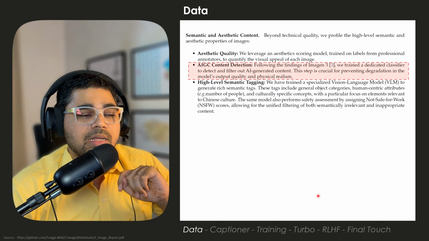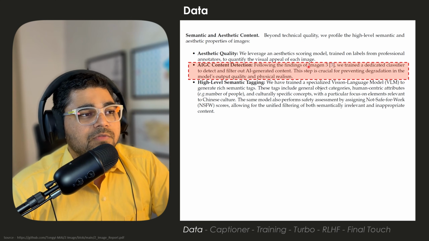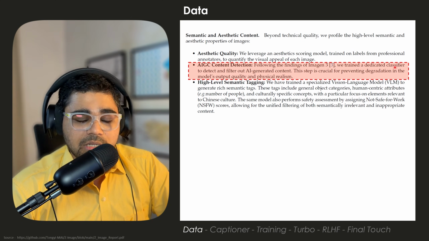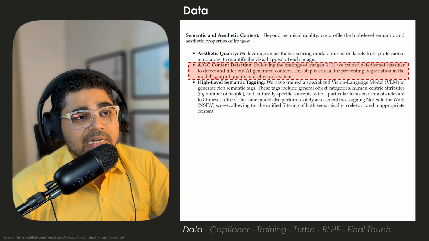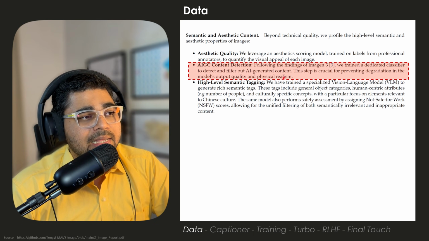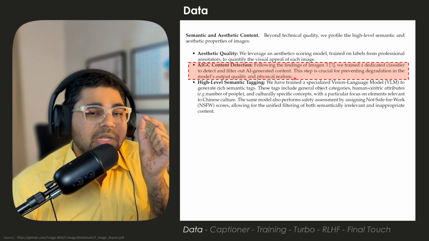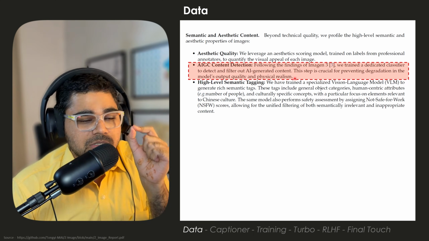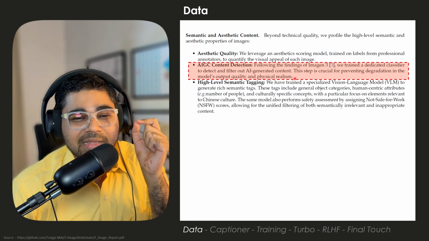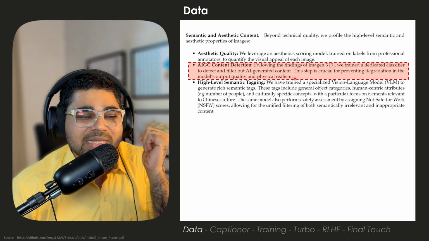Now the next part is really interesting. They have something called AIGC content detection, which is following the finding of ImageGen 3. We trained a dedicated classifier to detect and filter out AI generated content. This step is crucial for preventing degradation in the model's output quality and physical realism. And this is the key concept of this particular model. To retain the realism, they're only using real world images. And this is really amazing. When I read and understood this, I was like, yes, it all makes sense. It all makes sense why this model is really good.